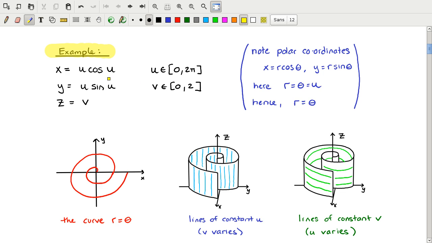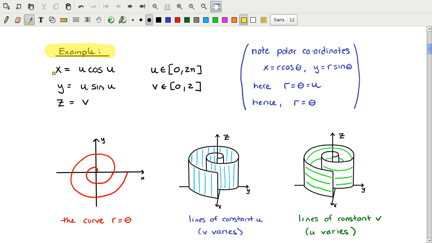So how did we get here? This looks a lot like polar coordinates. X is something cosine u and y is something sine u, and we see that that something is the same in both cases. And so what this looks like is exactly the polar coordinate representation of the coordinates x, y, and z in terms of r and theta, where x is r cosine theta and y is r sine theta, except here r seems to be replaced by u and theta seems to be replaced by u. So here r and theta are both written as u.